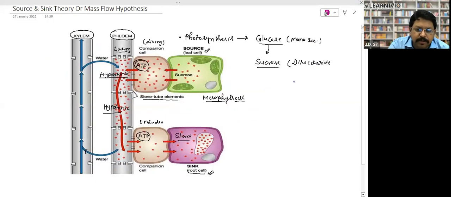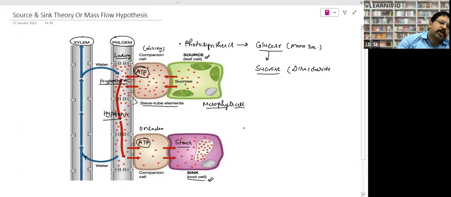Now the next concept is transport of the organic food. Transport of the organic food means transport of the food, basically. So transport of food takes place from leaf to the root part, right? Leaf to the root part.